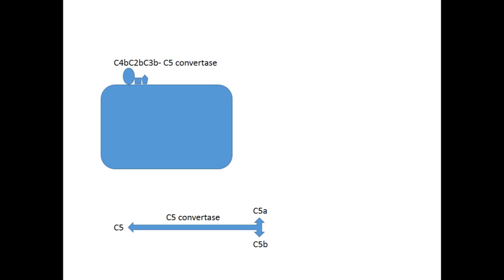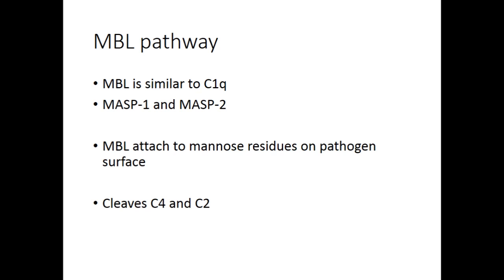Now C5 convertase will act on the C5 in the plasma and will divide it into C5a and C5b. Now C5a is the most important anaphylatoxin. Now that is about the classical pathway.